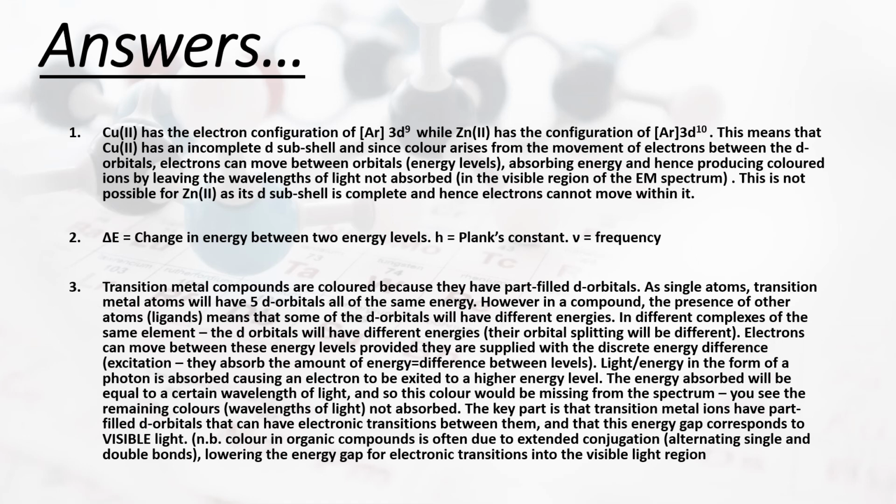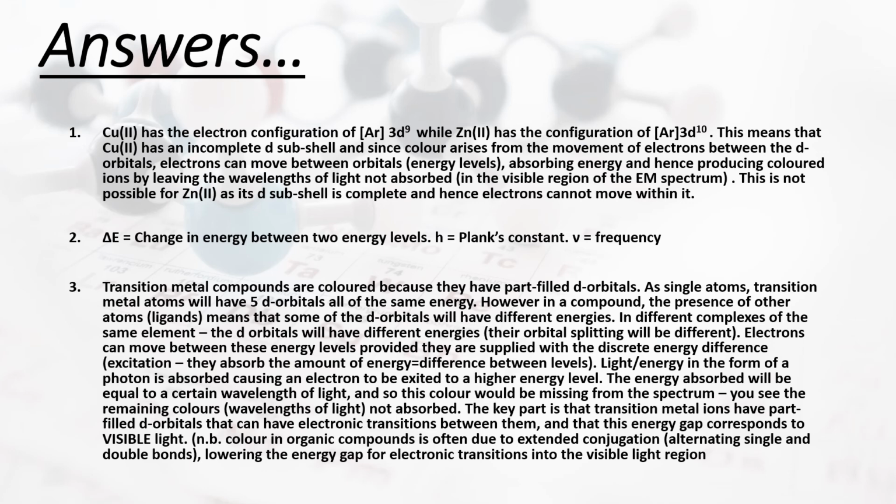And as single atoms or single ions, these transition metal atoms and ions have 5 d orbitals of all the same energy. However, when we're in a compound, the presence of other atoms, the ligands, means that some of the d orbitals will have different energies. And we've seen here that they can split, with some going up and some going down in energy. Now, in different complexes of the same element, of the same metal, these d orbitals will have slightly different energies. We say their orbital splitting will be different.